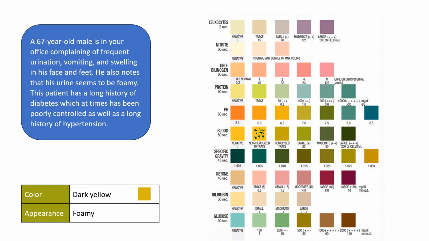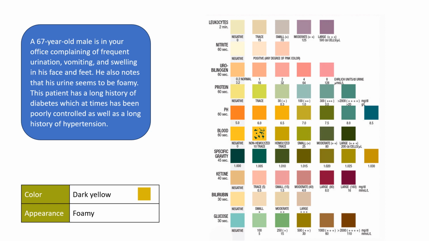So for our first patient, we have a 67-year-old male who is complaining of frequent urination, vomiting, and swelling in his face and his feet. All right. He also notes that his urine seems to be foamy. Well, that's interesting. The patient has a long history of diabetes, which at times has been poorly controlled, as well as a long history of hypertension.